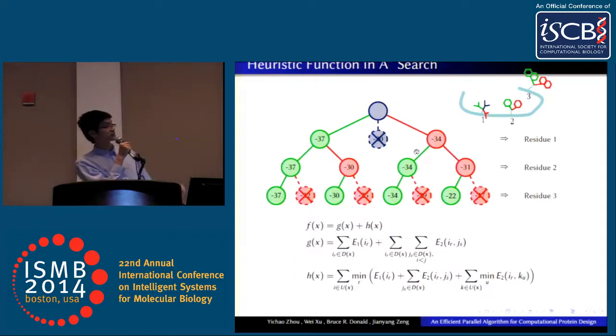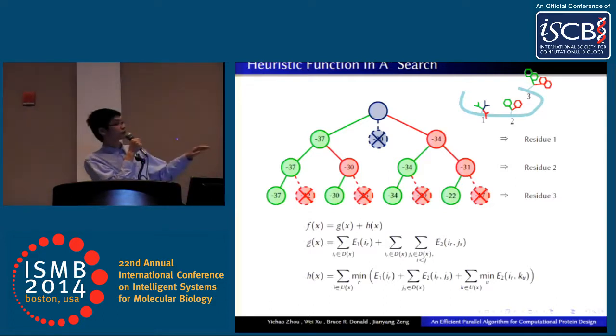This graph is almost the same as that in the previous slide, except that the shape of the rotamer is replaced by a number. This number is calculated by the function f(x), which is also called a heuristic function in the A-star search algorithm. There are 2 parts for f(x), g(x) and h(x). The g(x) is the energy among the residues which have been determined, while h(x) is the lower bound of the energy which involves undetermined residues.